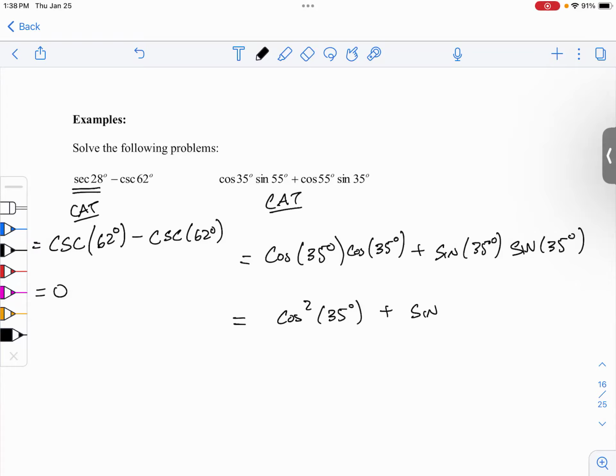Similarly, sine times sine is sine squared. So I have cosine squared 35 degrees plus sine squared 35 degrees, which is 1. 1, because this is the fundamental, right? I put the "the" on there because all three of those are technically fundamental identities, but this is the fundamental because the other two are really based off of this. All right, the fundamental identity.